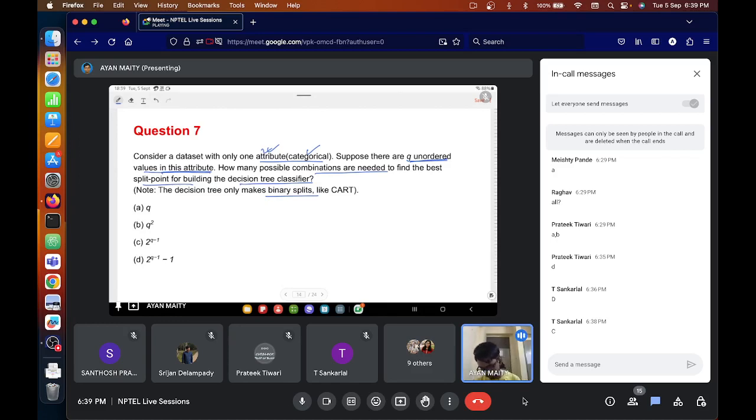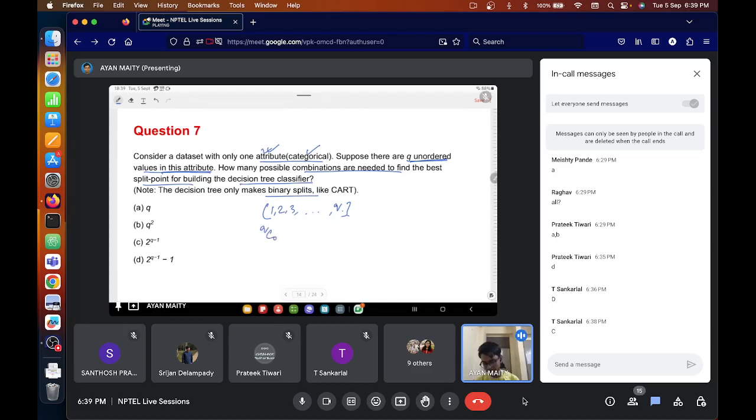So you have to find out how many possible combinations are needed to find the best split point for building the decision tree classifier, and there are q values. So 1, 2, 3, like this up to q. These are the possible values of that attribute. So basically you have to split this set into two parts. So this can be done in how many ways?